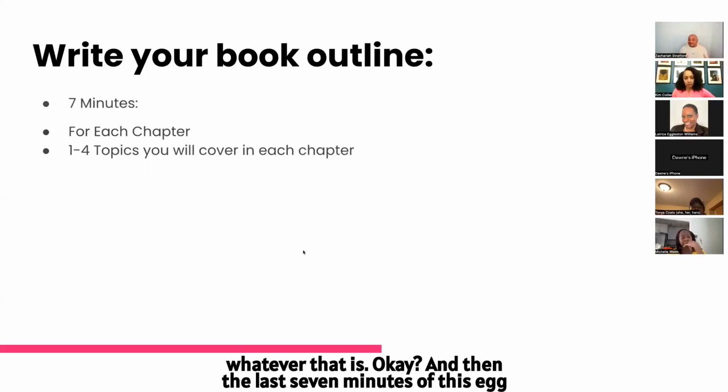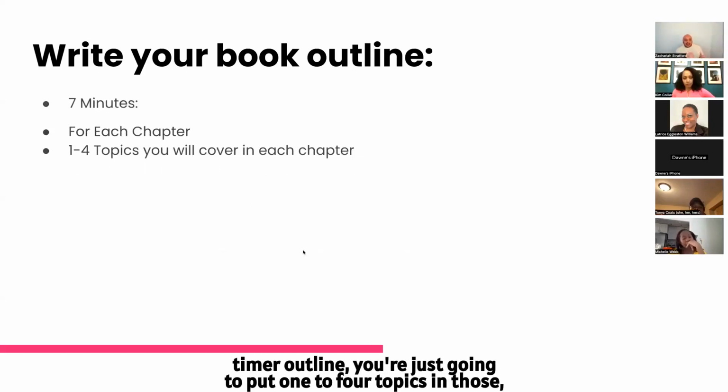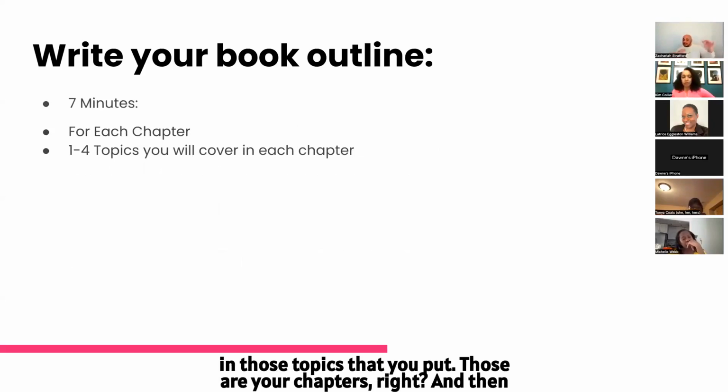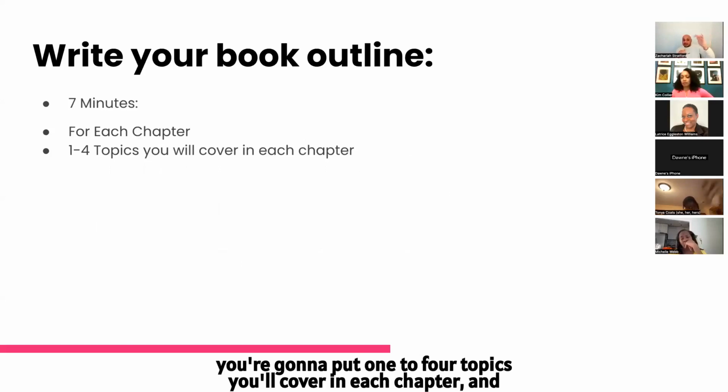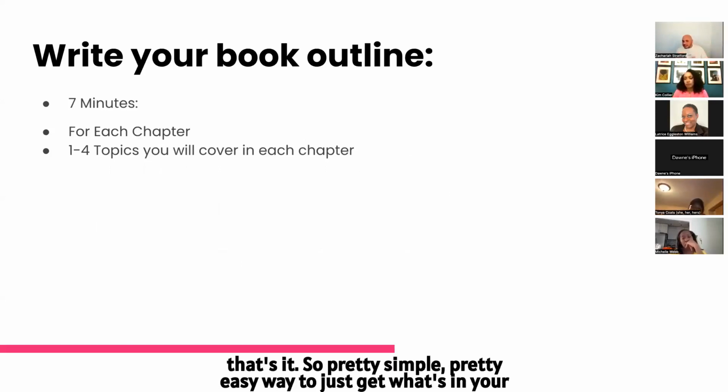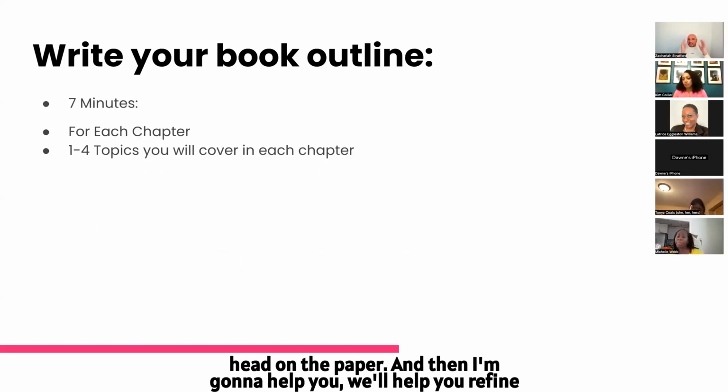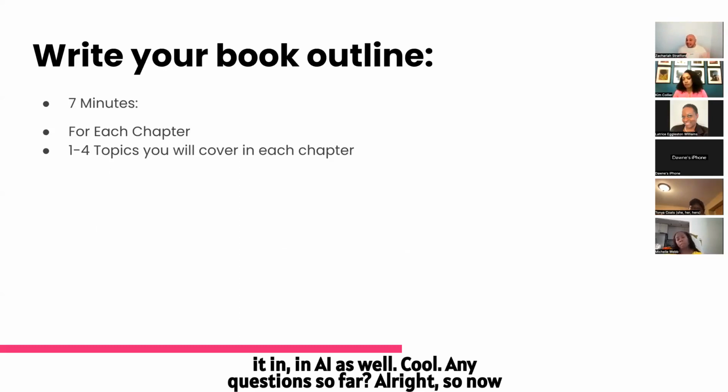Okay, and then for the last 7 minutes of this egg timer outline, you're just going to put 1 to 4 topics. Those topics that you put are your chapters, right? And then you're going to put 1 to 4 topics you'll cover in each chapter. And that's it. So a pretty simple, easy way to get what's in your head onto paper. And then we'll help you refine it in AI as well. Cool? Any questions so far?